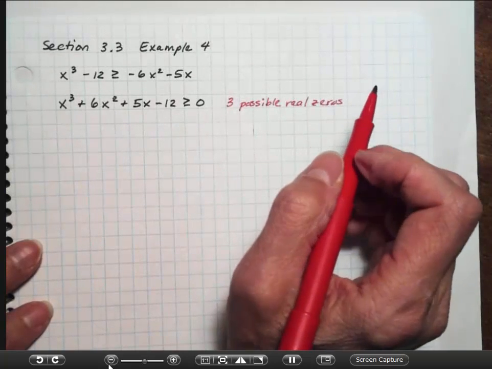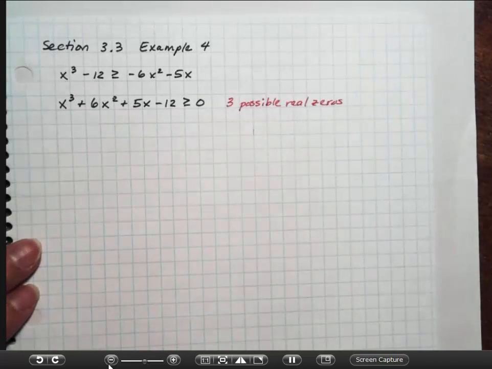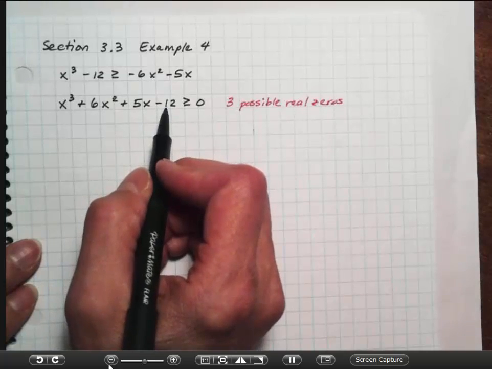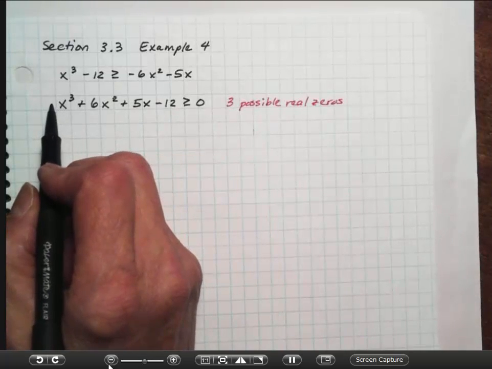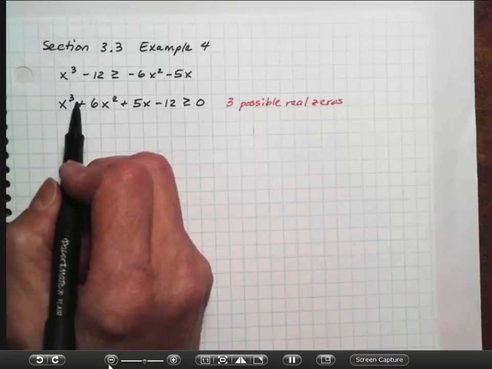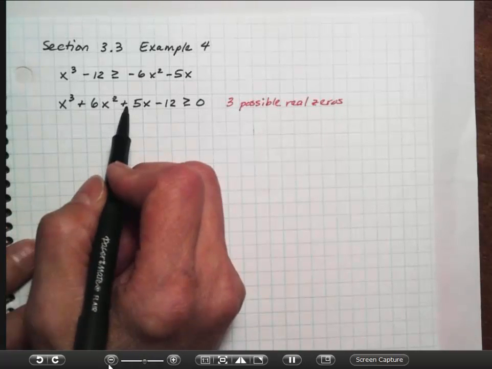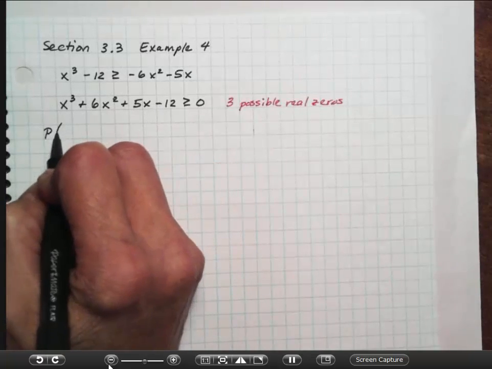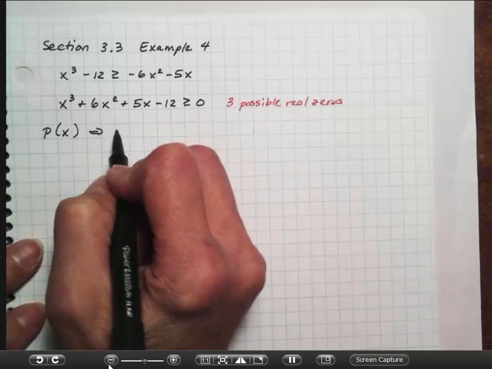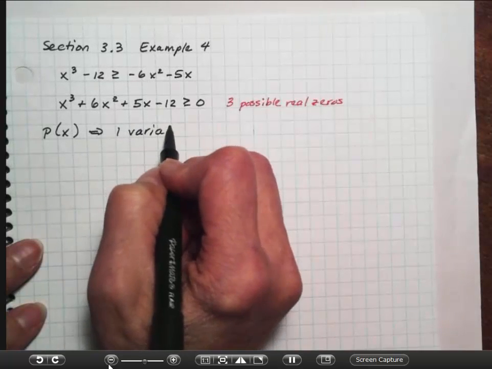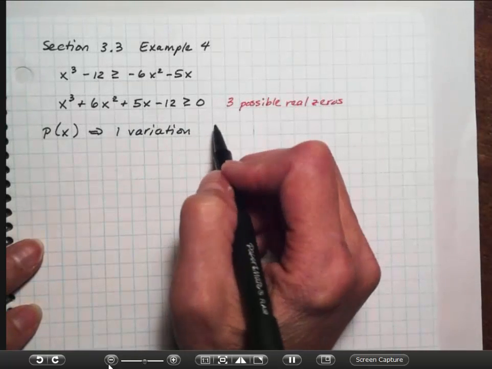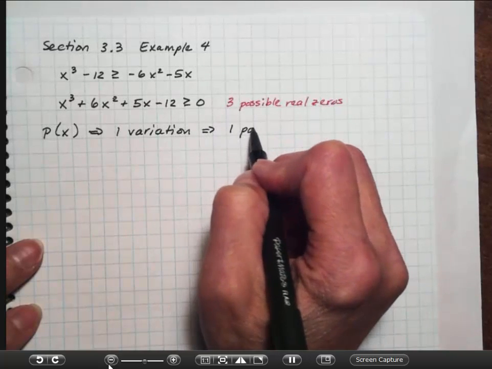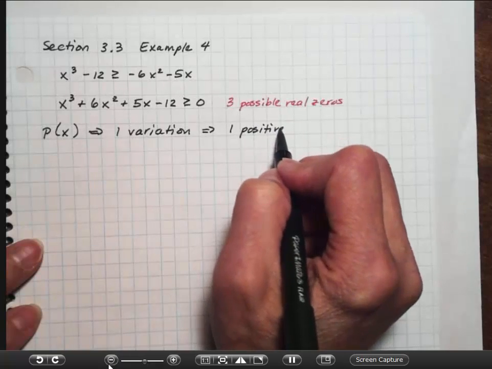Now the next thing I'm going to do is look at Descartes' rule of signs. And Descartes' rule of signs says I'm going to take the original function, the way it's written, and see how many changes in sign I have. So I have a positive to a positive, no change in sign, positive to a positive, no change, positive to a negative. So P of x has one variation in sign, and therefore you are going to end up with one possible positive real zero.